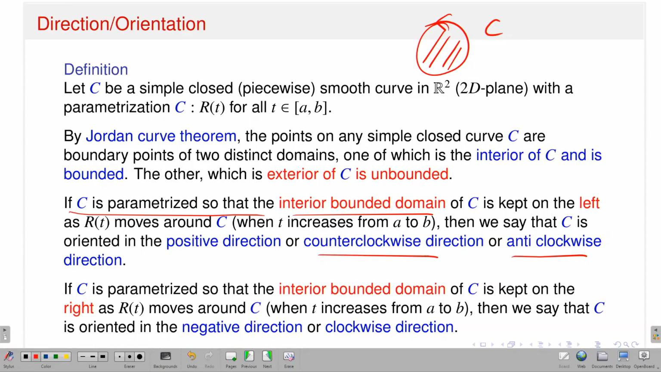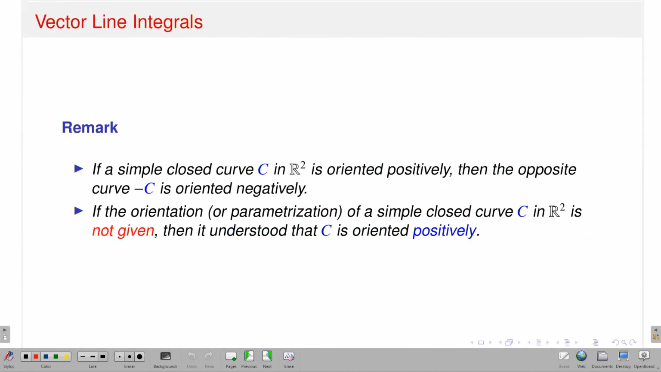This is anti-clockwise or counter-clockwise or positive direction. Now, instead of that, if I am moving in this direction, this time I will have the interior bounded domain on my right-hand side. That direction I am calling a negative direction, so clockwise direction, that I already discussed. Okay, fine. Then for vector line integrals, a simple closed curve C, if it is positively oriented, minus C is negatively oriented. And always remember, if the orientation is not given for a simple closed curve C, you assume by default that the simple closed curve is oriented positively.